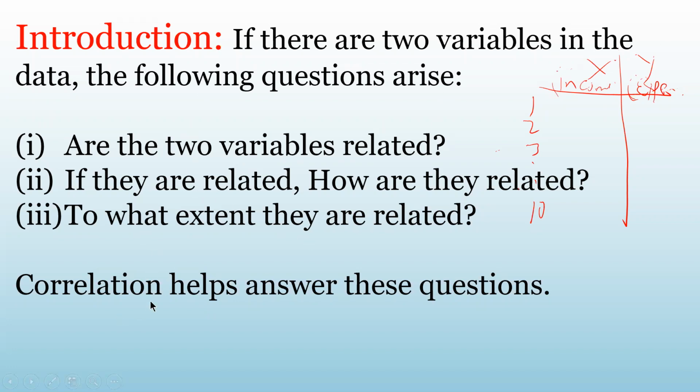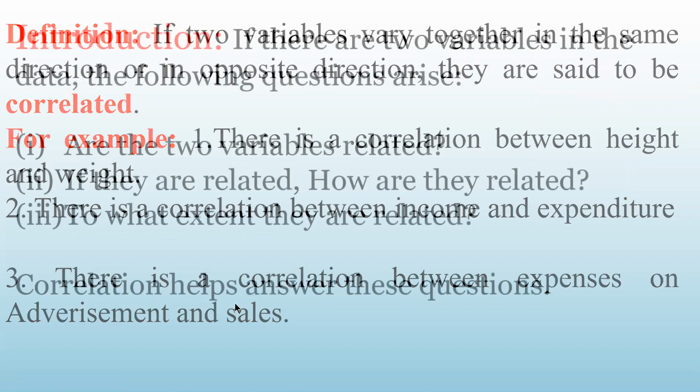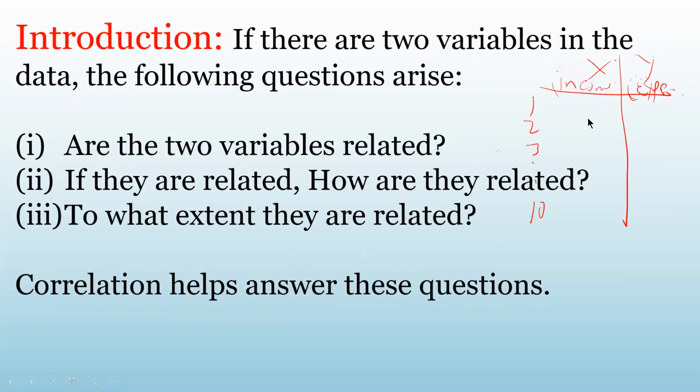So correlation analysis is basically to see whether the two variables are related. These two examples I have given. Like this, you can have many such examples. Second question is, if they are related, in what way they are related? Means if x increases, what happens to y? If x increases, is there an increase in y? Or if x increases, is there a decrease in y?